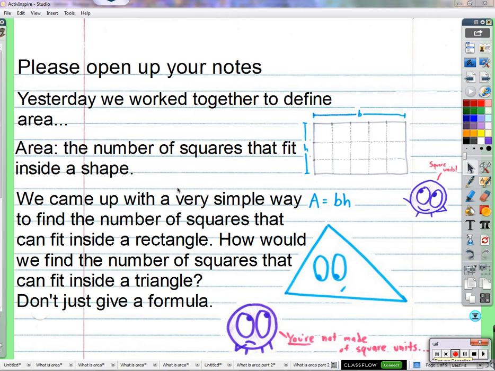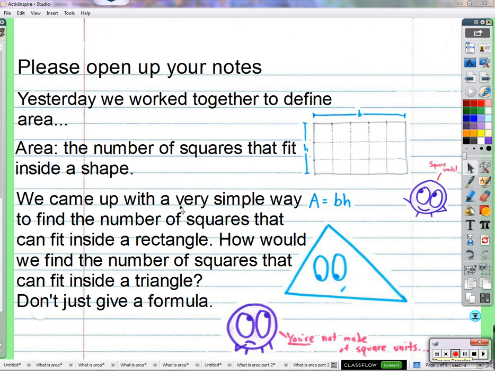Trapezoids. We could do trapezoids. Diamonds would work. Pentagon? No. Pentagons don't fit together well. Rhombus? Yeah, a rhombus could work. What about hexagons? Hexagons would work, right? Circles? No, not a good idea. They do not fit together very well. Octagons? No, those did not work very well.